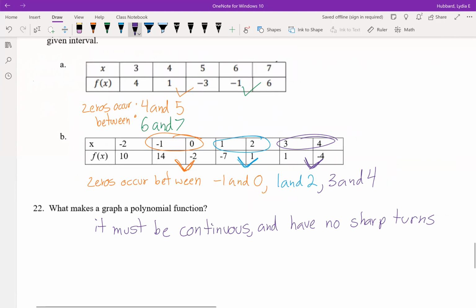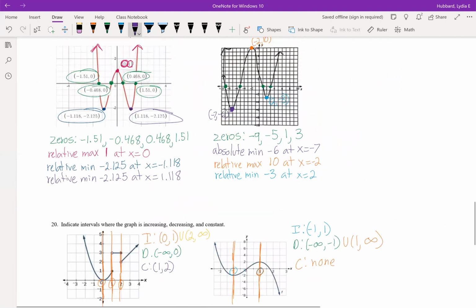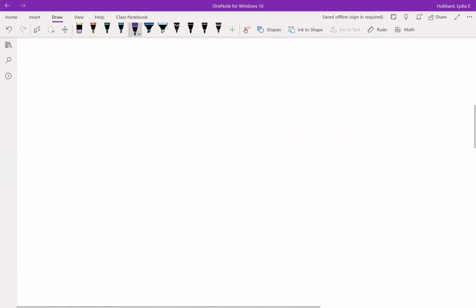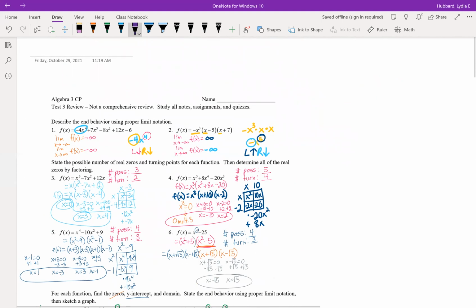And so that should finish us out for the review. Again, this is a good review, but I would definitely review previous quizzes, previous reviews. And please know that anything up until this point in the year is always fair game on a test.